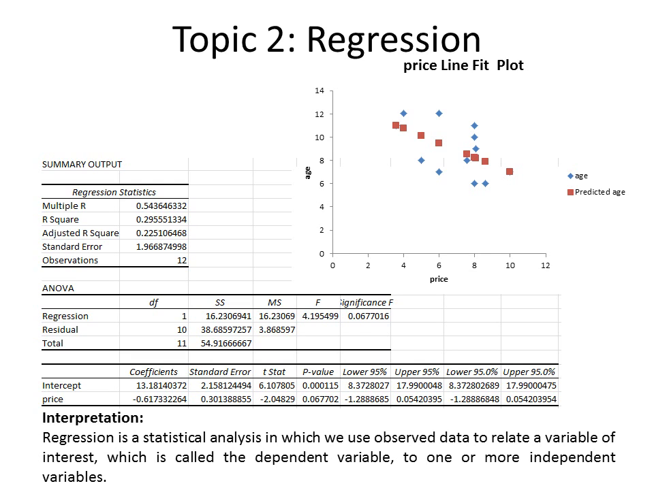What is regression? Regression is a statistical analysis in which we use observed data to relate a variable of interest, which is called the dependent variable, to one or more independent variables, also known as the real variable of interest. The objective is to build a regression model or prediction equation that can be used to describe, predict, and control the dependent variable on the basis of the independent variables.